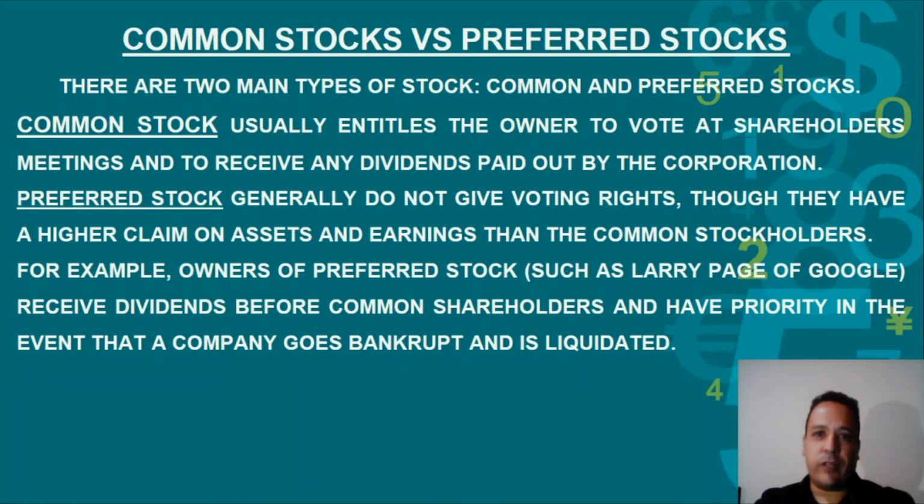Common stocks versus preferred stocks. Now, I will explain two types of stocks, common stocks and preferred stocks. Common stocks give the right to vote in general meetings and to receive dividends paid by the company. Preferred stocks generally don't give the right to vote in meetings, but give the right to a bigger claim on assets and profits, and also have priority in the event that a company goes bankrupt and is liquidated.